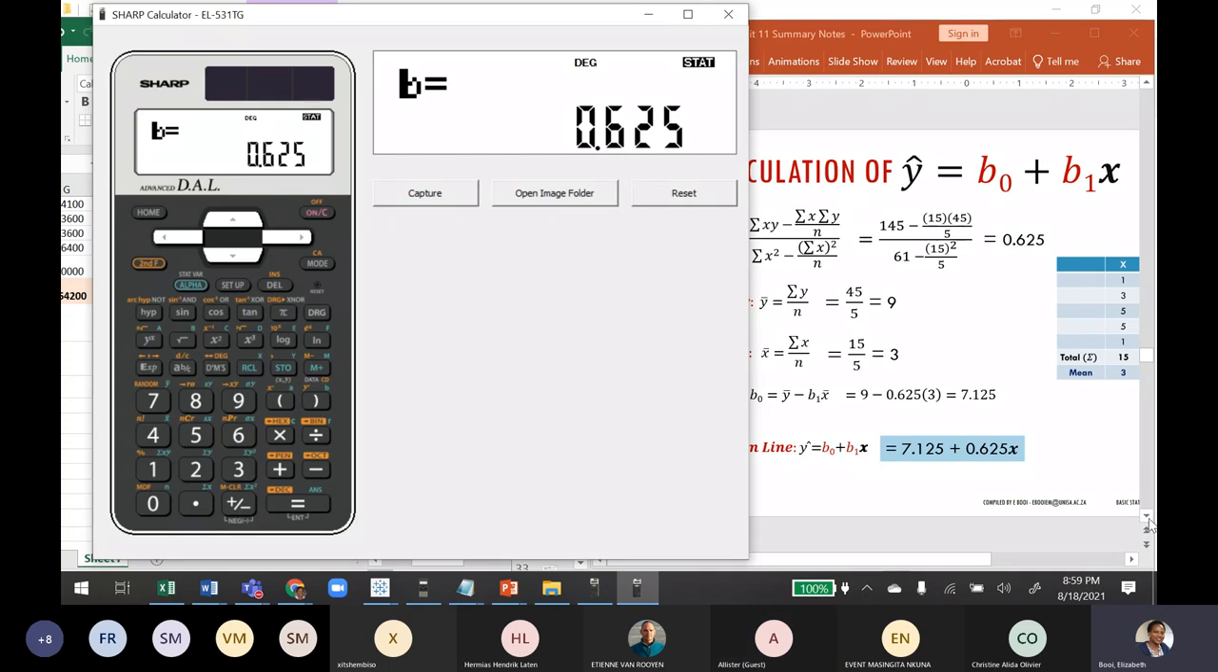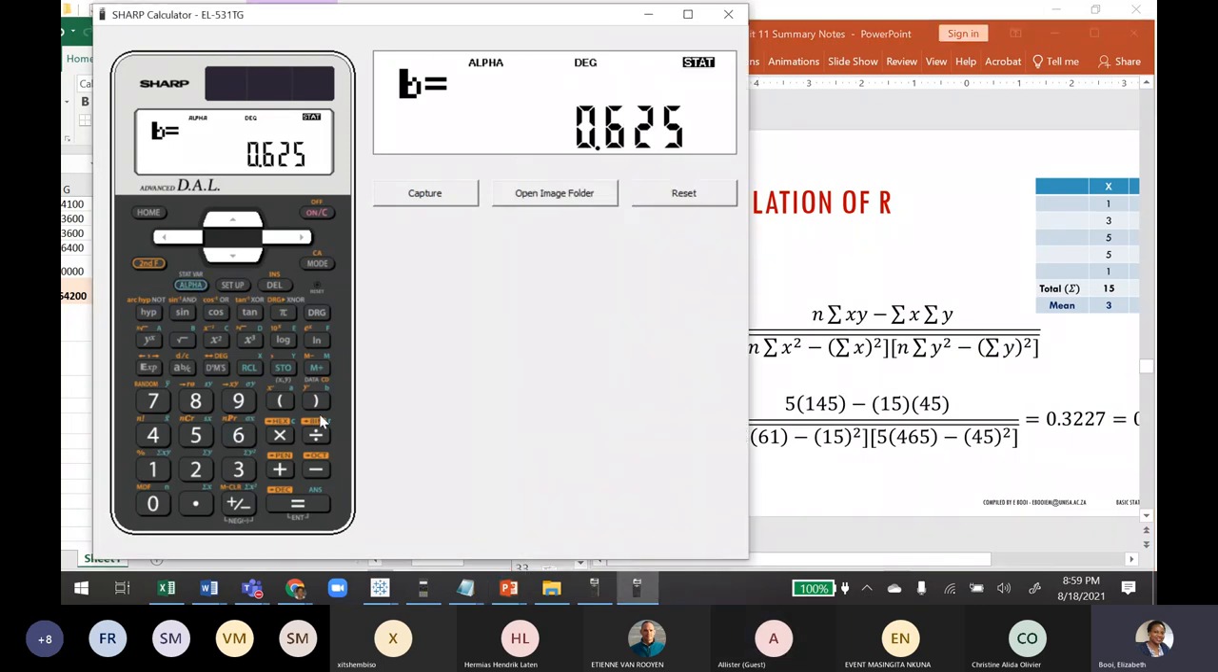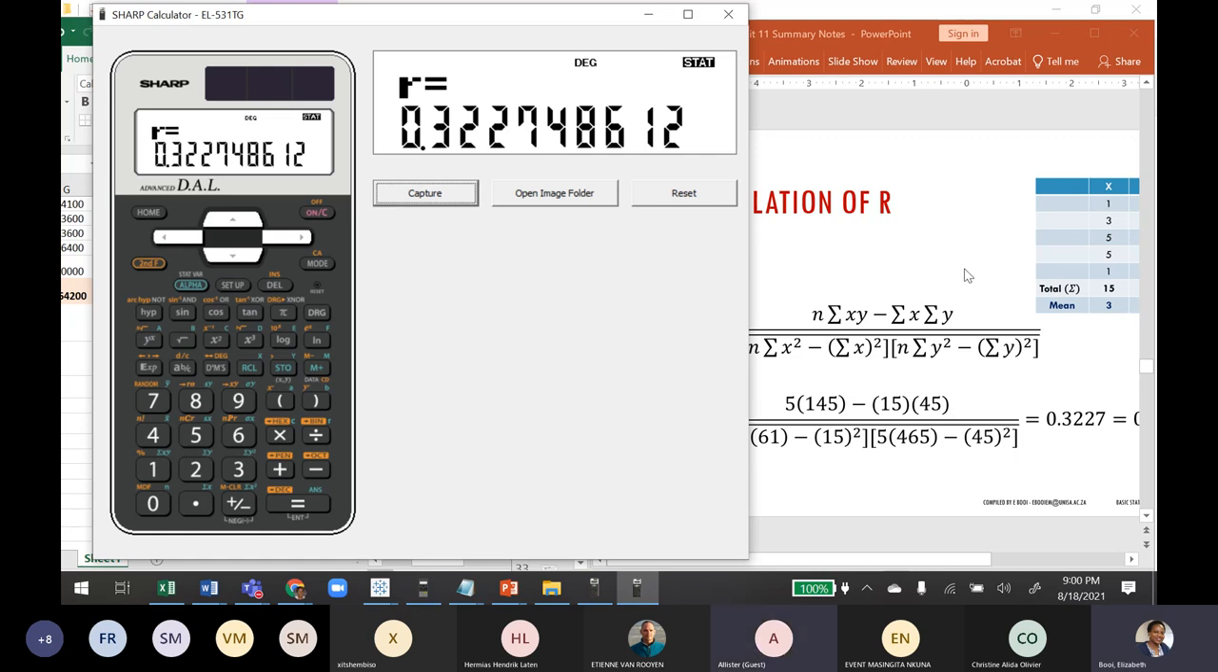And then the coefficient of correlation, remember we found it was 0.3227. So you do the same, alpha divide by, which gives you R, equal 0.227.